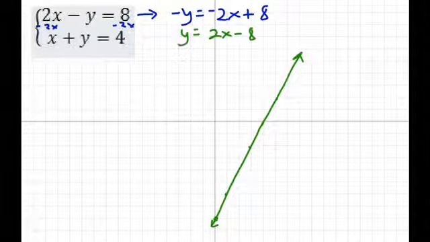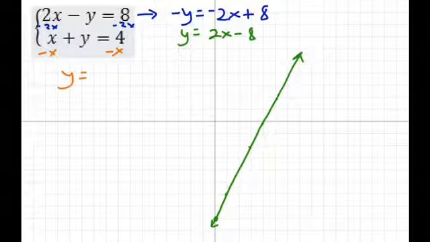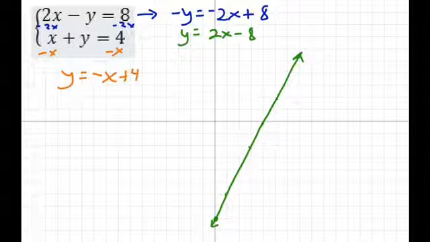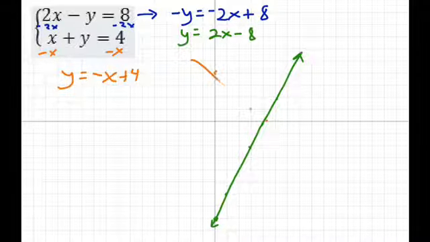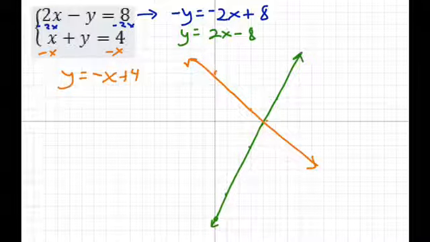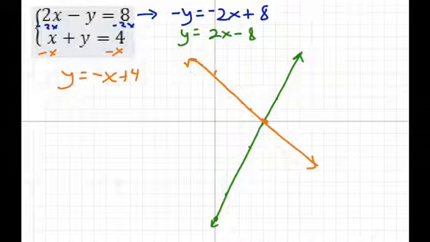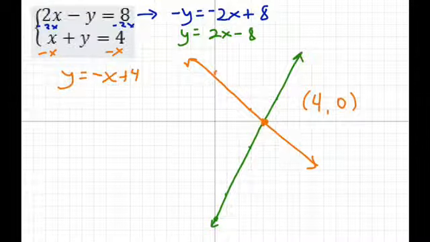Okay, and then our second equation, we're going to subtract x from both sides, and so y is equal to negative x plus 4. So, come up here to positive 4, my intercept is 4, my slope is negative 1. And I can see that they are intersecting right there, so my solution looks like it will be 4, 0.